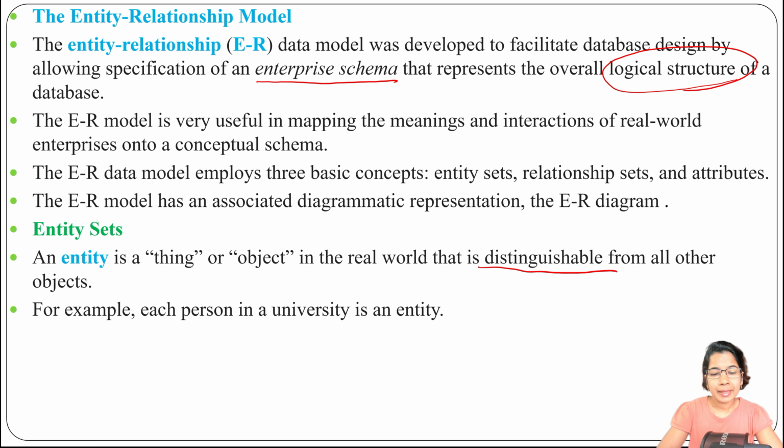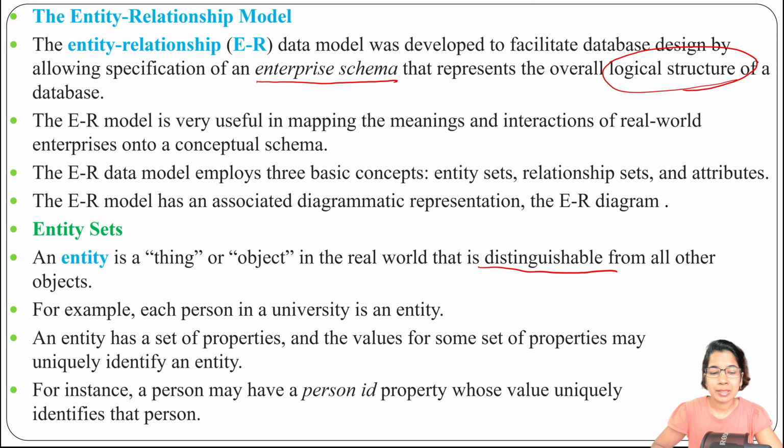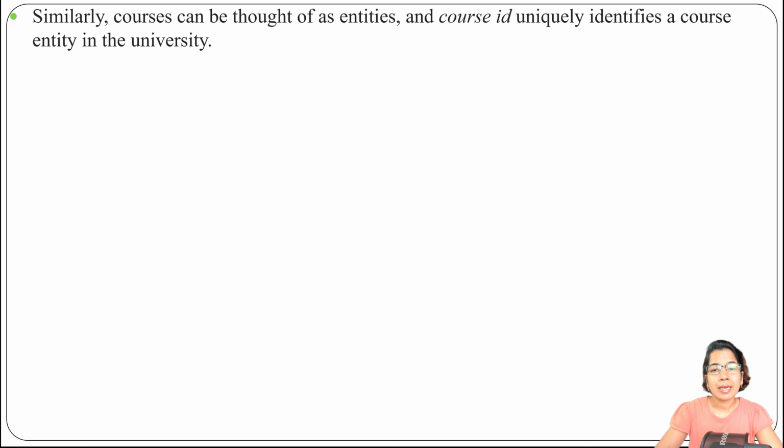For example, each person in a university is an entity. Each person is different from another person. Each person has some person ID through which we can differentiate. So an entity has a set of properties, and the values of some set of properties may uniquely identify the entity. For example, for each person there is a person ID that will uniquely identify that person. Similarly, for each course there is a course ID that will identify the course from others.